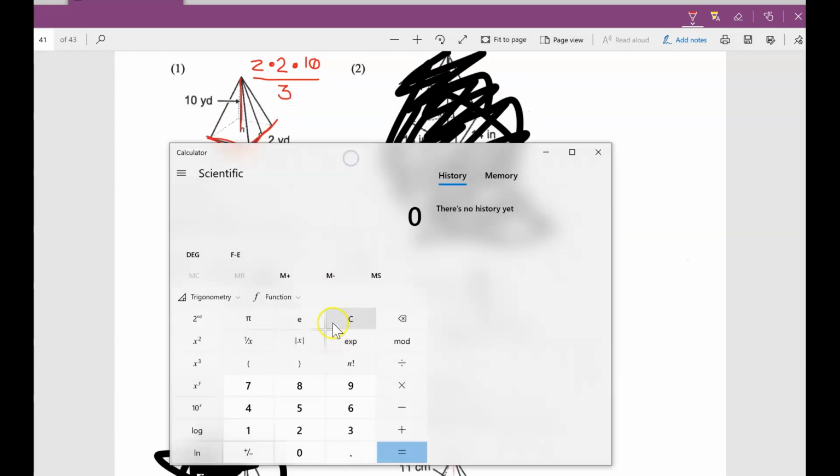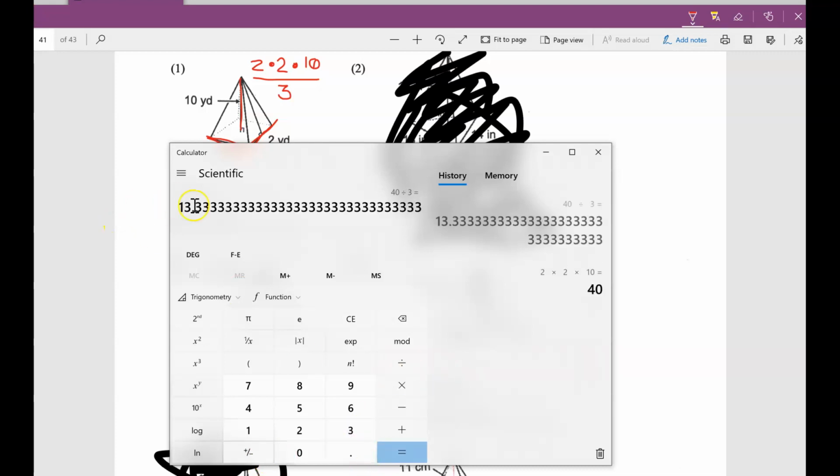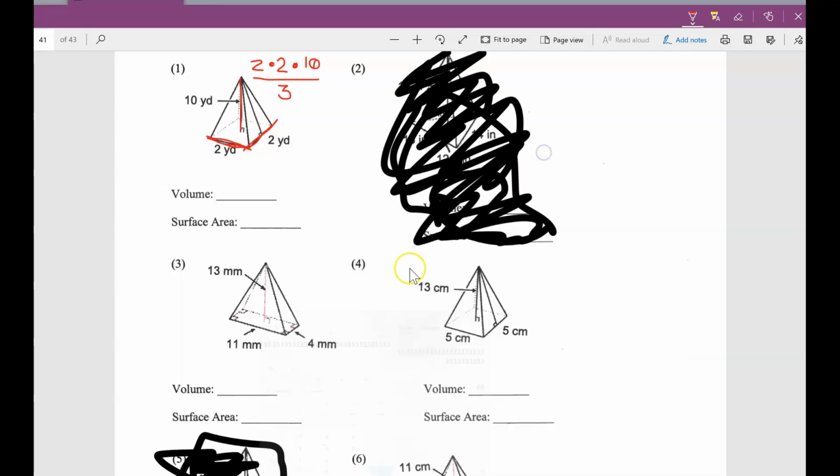So the way we're going to do this is we're going to do 2 times 2 times 10. That should give us 40. And we're going to divide by 3. Our answer is 13.3 repeating. All right, so our answer here for the volume is 13.3 repeating. And since this was measured in yards, we put down YD. And since we're measuring volume, it's to the third power.